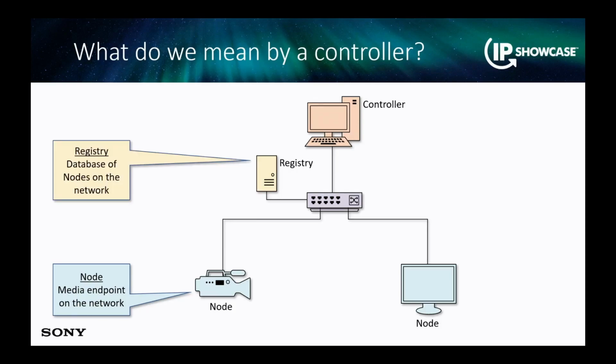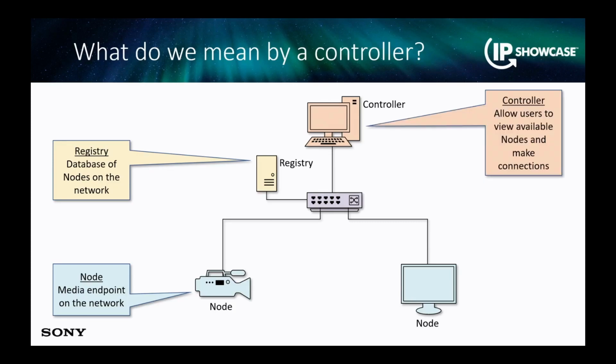Then the registry, this is something that was introduced for NMOS particularly. This is something that contains a database of all the different nodes on the network. That's sometimes called an IS-04 registry or a registration and discovery system. And the controller you can see at the top there, the idea of that is it allows you to get a view of everything that's in that registry, all those different nodes, and make connections between them using the NMOS specifications. So that's what the NMOS controller is.